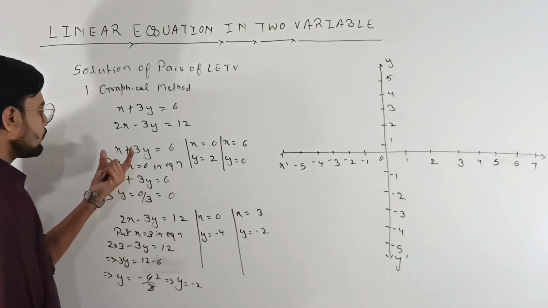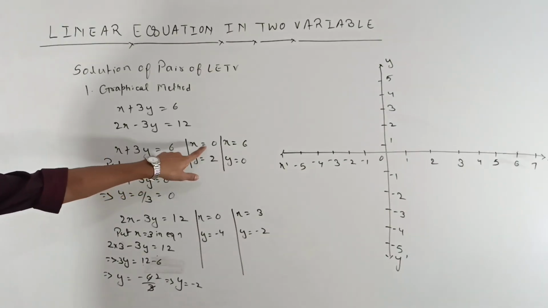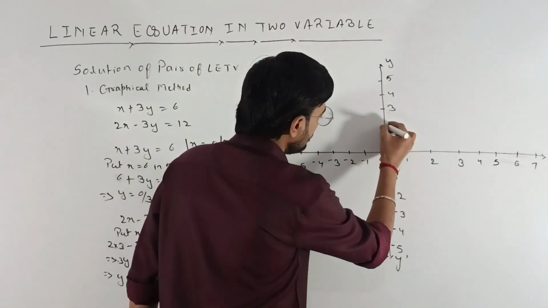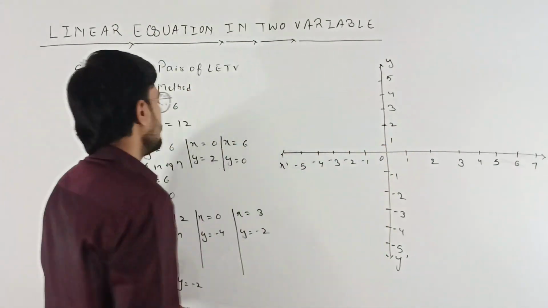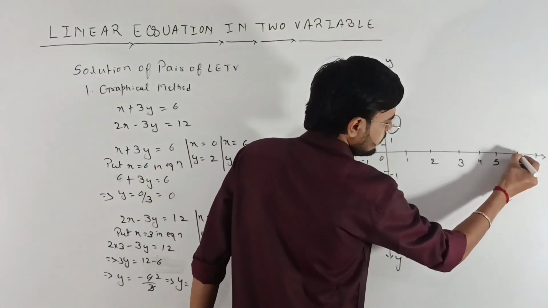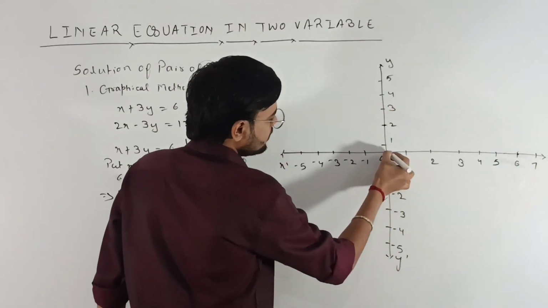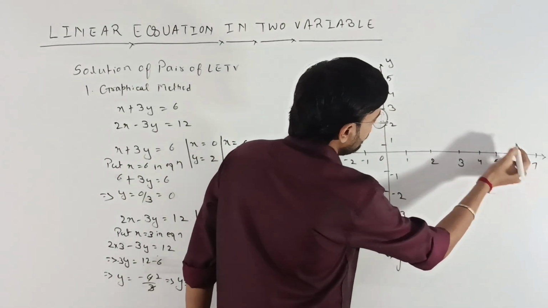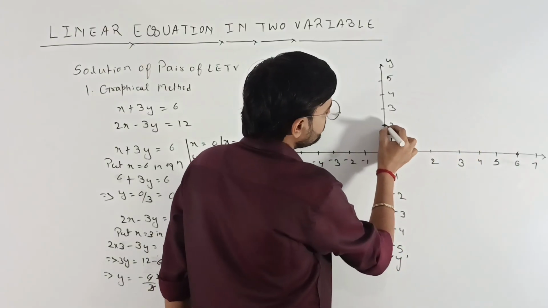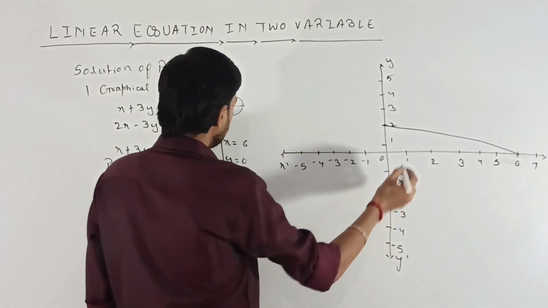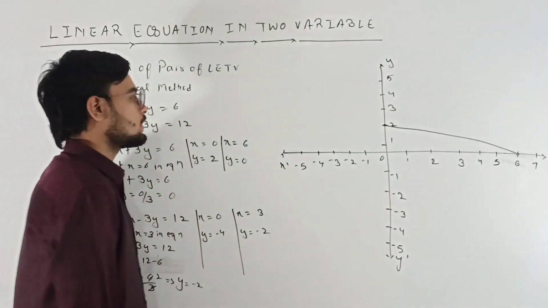Now draw the graph for x plus 3y is equal to 6. When x is 0, y is 2, so this point lies here. And when x is 6, y is 0, which means here. Now this is the first coordinate, this is the second coordinate. Now join these. Okay, now this is the graph for x plus 3y is equal to 6.